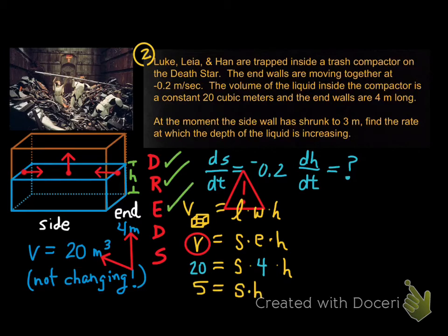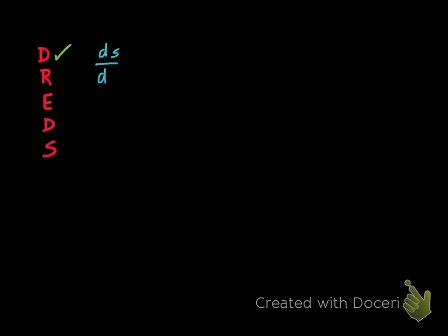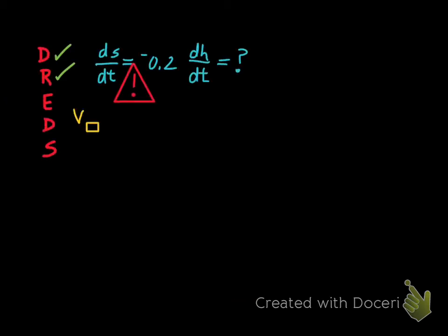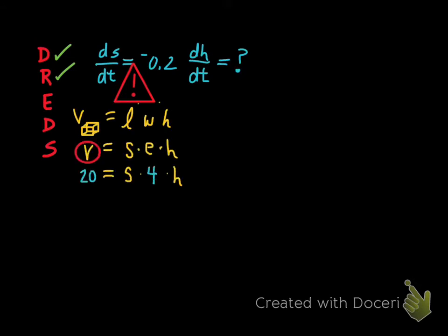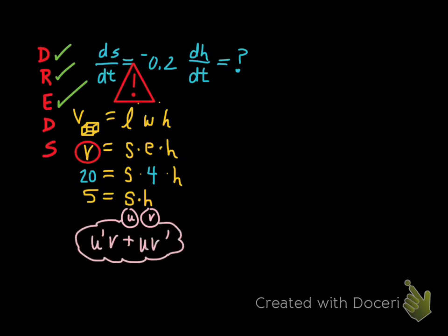And we have completed finding an equation for this problem. It's now time to take the derivative. We're going to take the derivative of that equation implicitly. So we have this simple equation, 5 equals S times H. If I'm going to take the derivative of that S times H, I've got to use the product rule. So the S, I'm going to make a U, and the H, I'm going to label as V, and realize that the product rule tells me I've got to go U prime V plus UV prime.